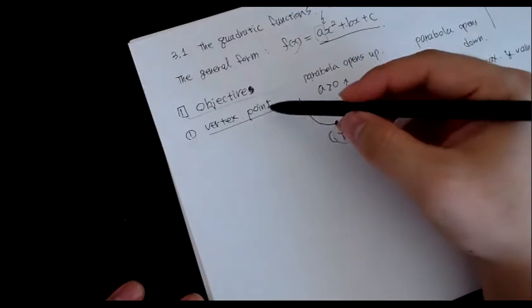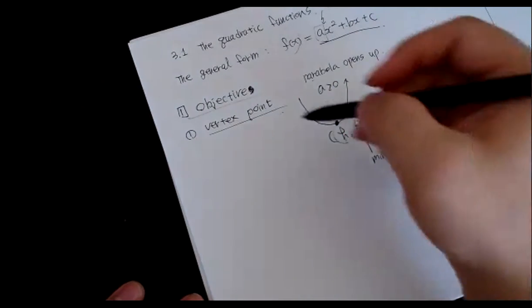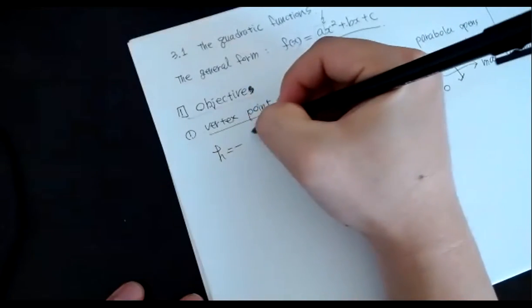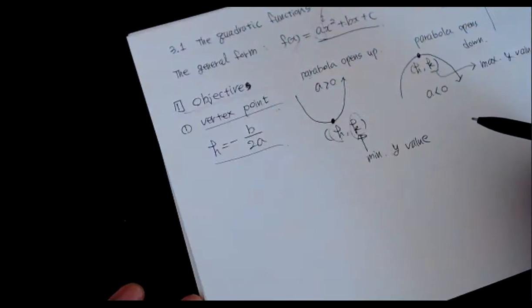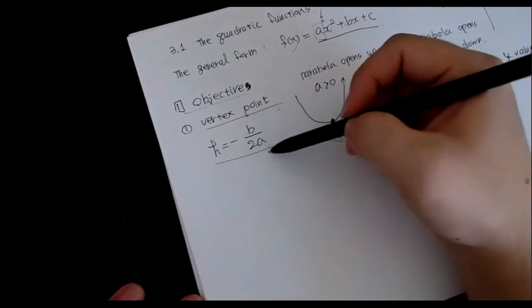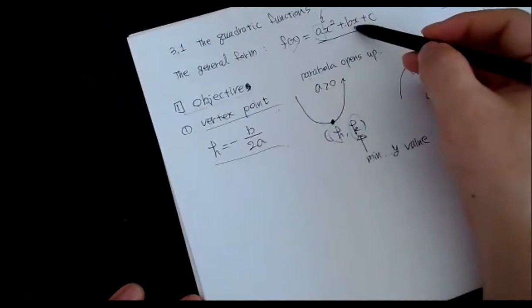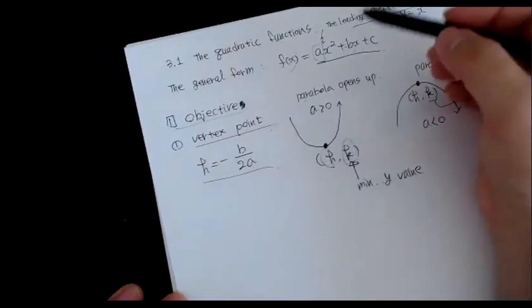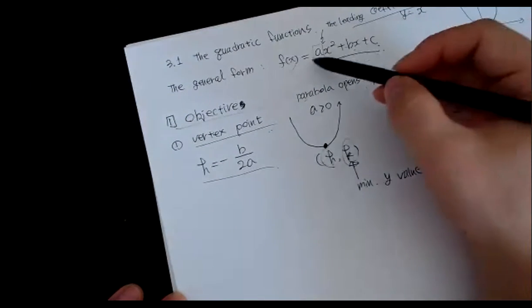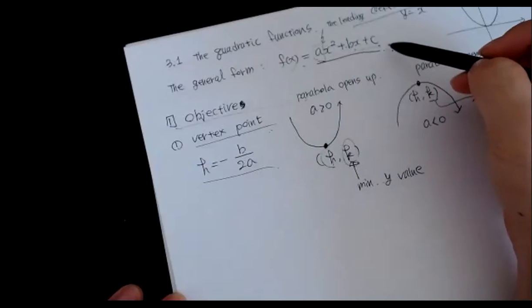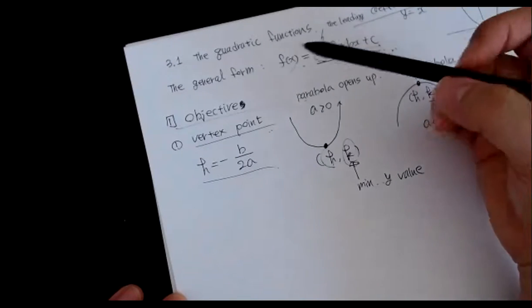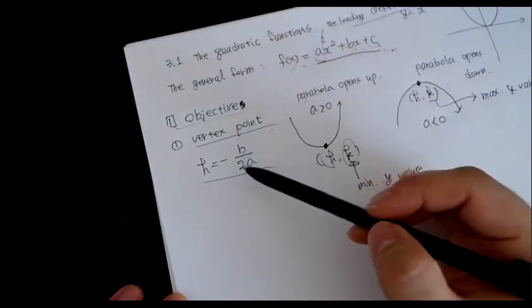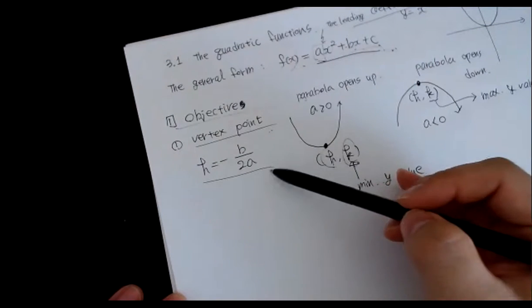By the way, going back to the vertex point, h is actually negative b over 2a. I'm not going to prove it, but just memorize that formula. So what are b and a? A is the leading coefficient and b is the coefficient of x. Don't worry about this. You don't have to figure out a, b, and c. Actually, the quadratic function in general form should be given in the problems, and then the problem asks you to find the vertex point. Then you apply the formula: h is equal to negative b over 2a.